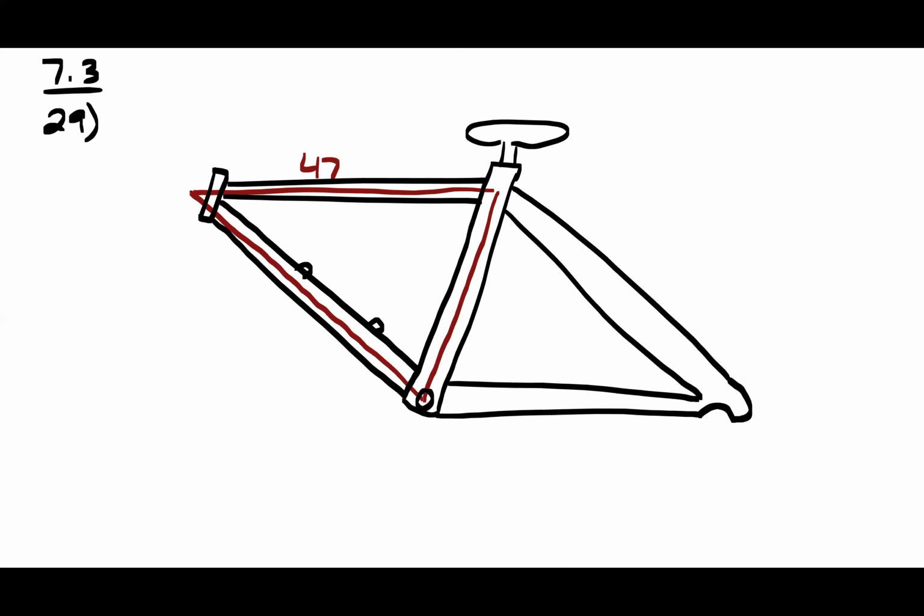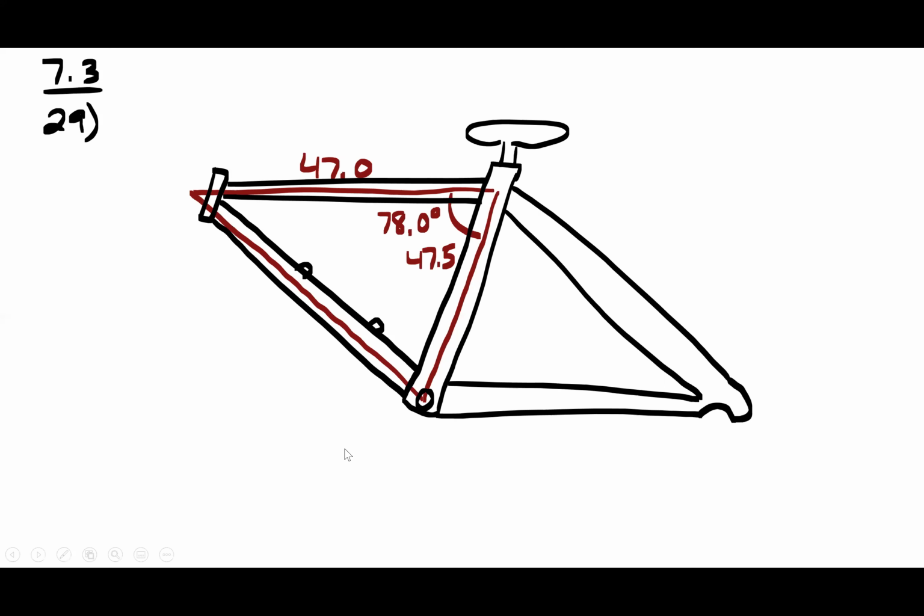Has a top tube length of 47.0 centimeters. It has a seat tube of 47.5 centimeters. That's cool. And then it has an angle measurement. This is my seat tube length. The seat angle is 78.0 degrees. That's cool. Okay, I'm good to go. I think I can work with that here. It says find the length of the down tube.